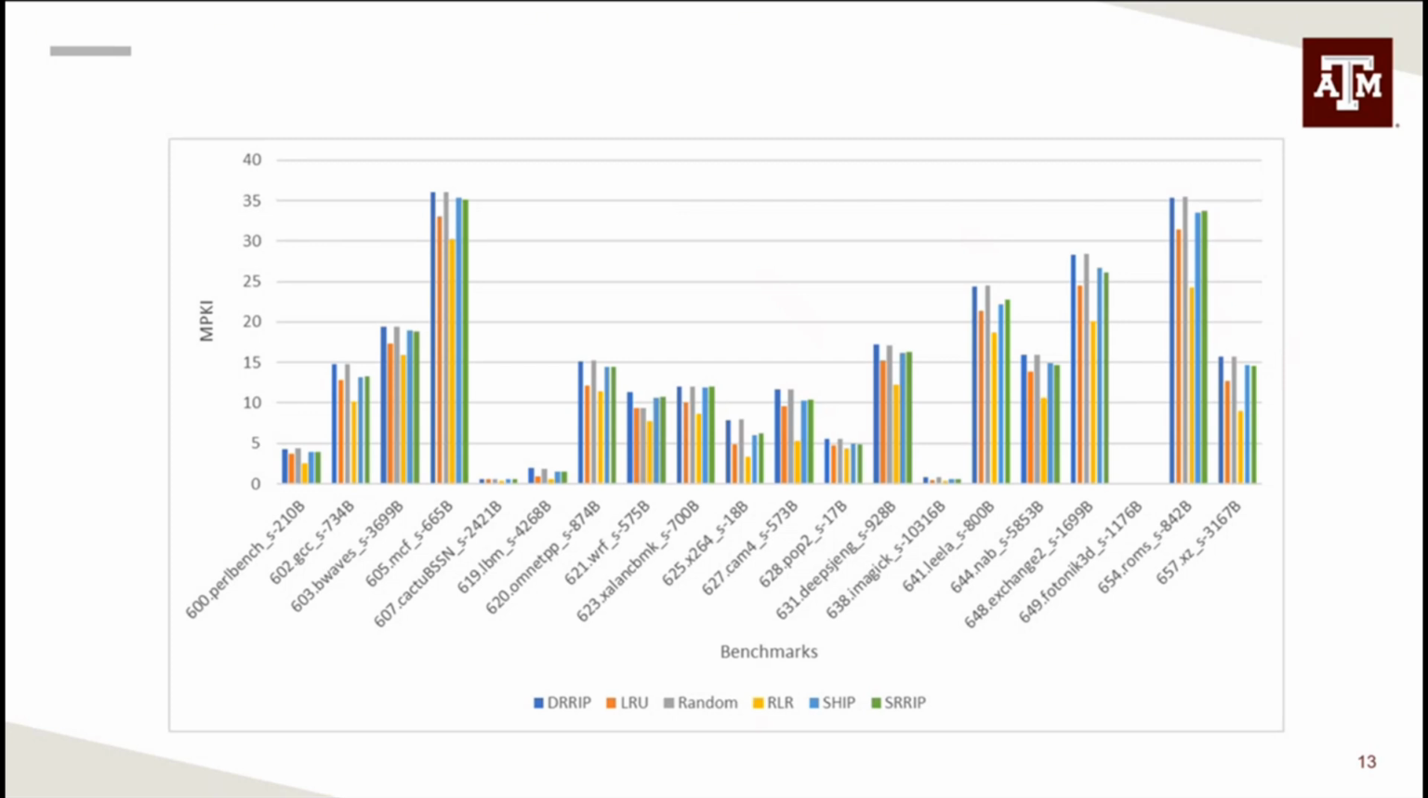Overall, RLR and SHiP outperform others by adapting to access patterns, reducing misses effectively. LRU and random lag, struggling with diverse workloads, while DRRIP and SRRIP fall in the middle, showing that adaptive policies like RLR are better suited for improving cache efficiency.